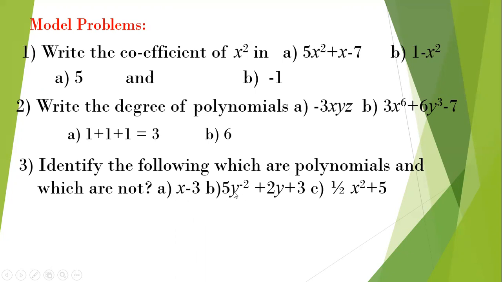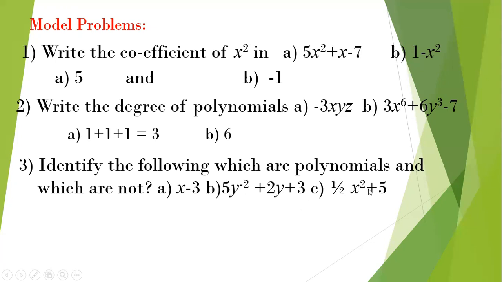Coming to 5y power minus 2, the power is minus 2. So it cannot be a polynomial. For a polynomial, the powers of the variables should be non-negative integers. That means it is not a polynomial.